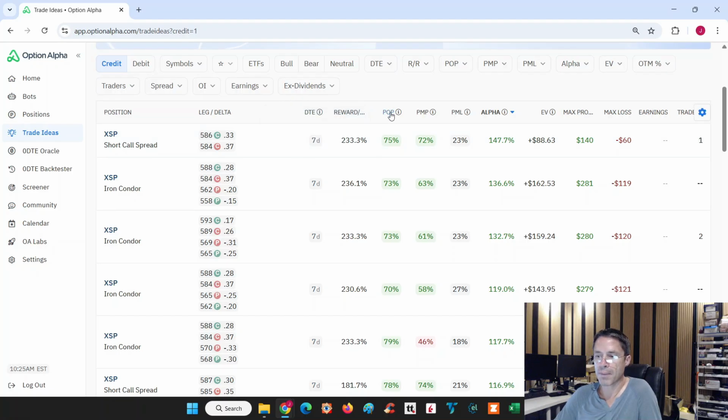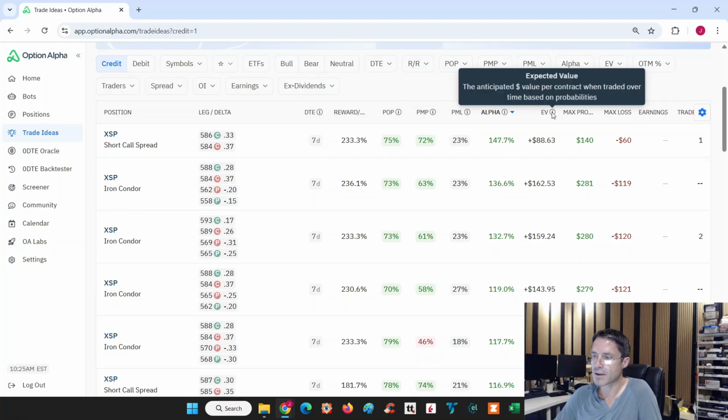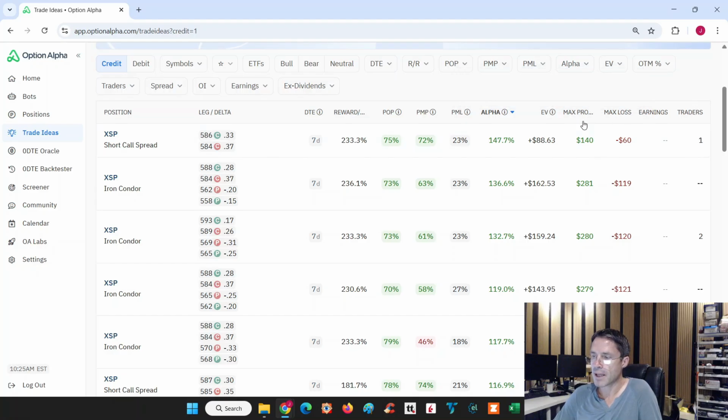Your probability of profit. Your PMP, probability of max profit. So you've got 75% chance of profit, 72% chance of max profit. And the PML is your probability of max loss, 23% chance of max loss. There's your alpha and your expected value, sorry, not extrinsic value. And so there, you can make $140, you can lose 60. And so traders, one person has put that on.